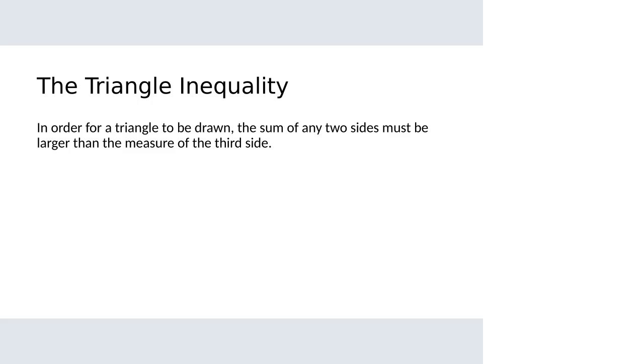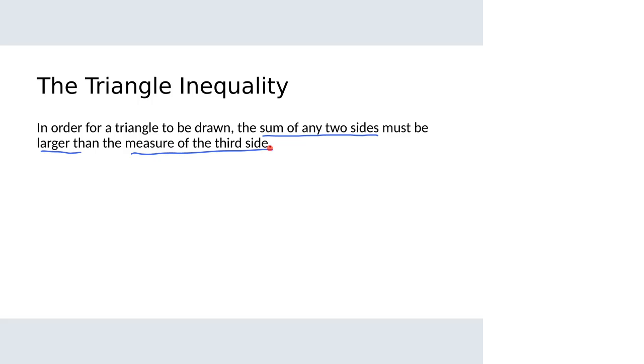Something that's not really going to be a point of emphasis in our course, but I do want you to be aware of it, is the triangle inequality. And what that says is, in order for a triangle to be drawn, the sum of any two sides must be larger than the measure of the third side. Now, we can get lost in that language a little bit, so let's hold on a second. Really, what this is saying is if you add up the two short ones, it has to be longer than the third one, or you won't be able to make a triangle.